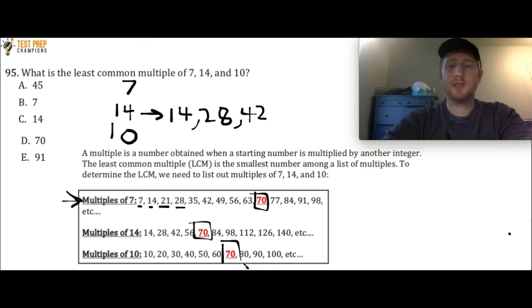So hopefully this makes sense. Again, you're just going to list your times tables out for 7, 14, and 10 until you get a match. So you do 7 times 2, 7 times 3, 7 times 4, 7 times 5. Just keep going, and you do the same with 14: 14 times 2, 14 times 3. Keep going. Do the same with 10 until you get a match for all three. So hopefully this is pretty straightforward. It's just a pain, a little bit tedious and time consuming, but that's really all you have to do.